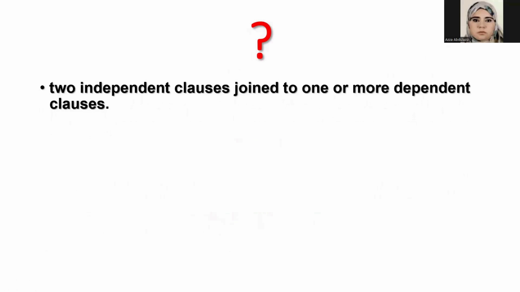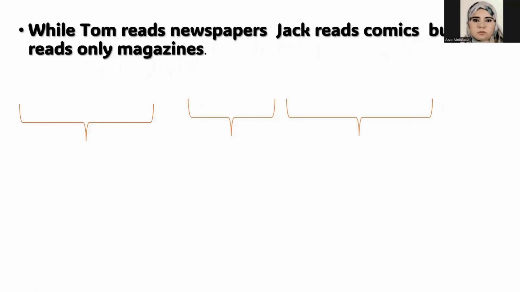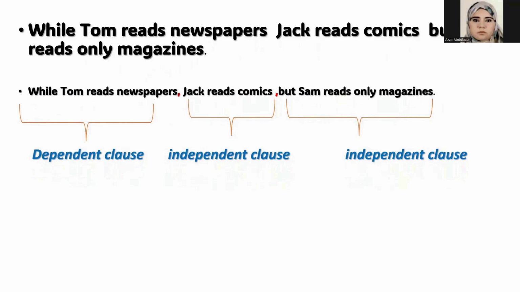In order to punctuate the compound complex sentence correctly, I give you some examples and let's do them together. Let's consider and punctuate the following example. While Tom reads newspapers, Jack reads comics, but Sam reads only magazines. We should divide the sentence so we can easily punctuate it. While Tom reads newspapers, it's a dependent clause. Jack reads comics, it's an independent clause. But Sam reads only magazines, it's an independent clause.